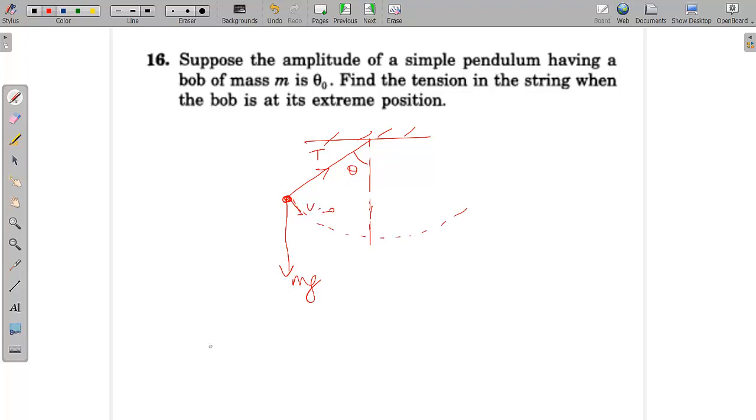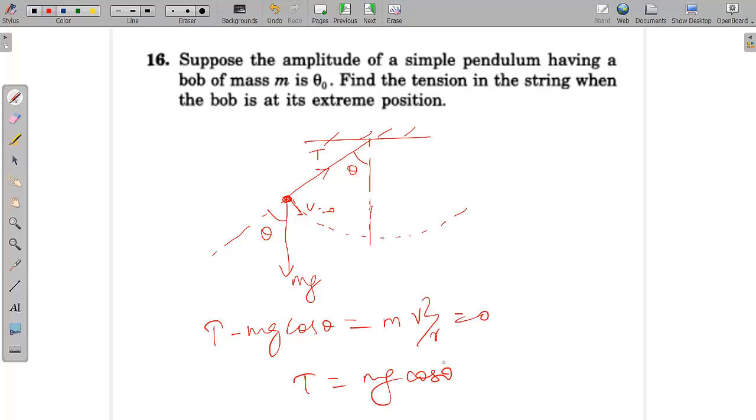So what you are going to do is T minus mg cos theta is equal to mv square by r, which is equal to 0. So T is equal to mg cos theta. So mv square by r doesn't come here because there is no velocity. The centripetal acceleration is 0 at that particular instant. As soon as the bob again starts moving, the acceleration will come again in the picture. So T is equal to mg cos theta. The mass will always be there, the mg cos theta will always be.